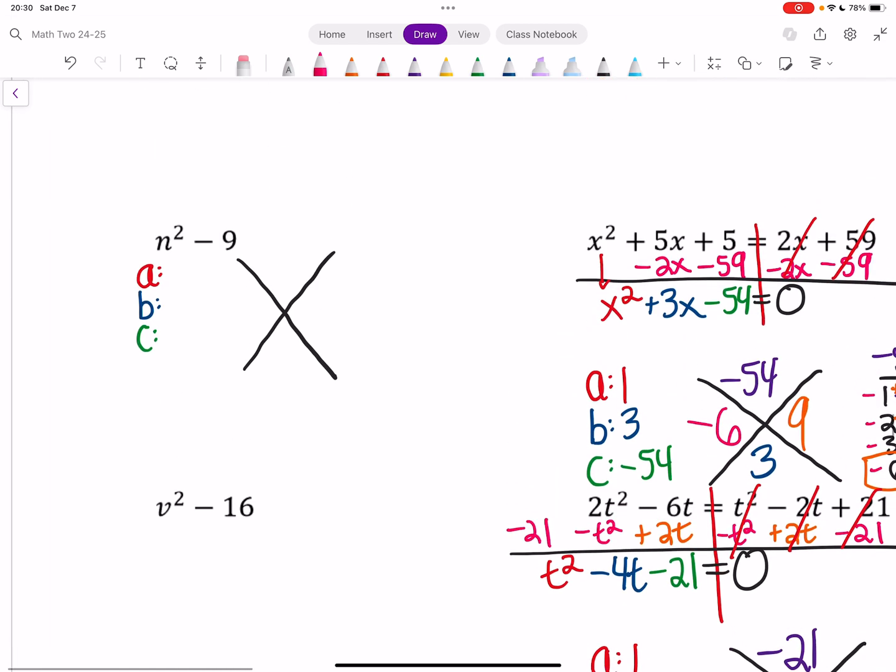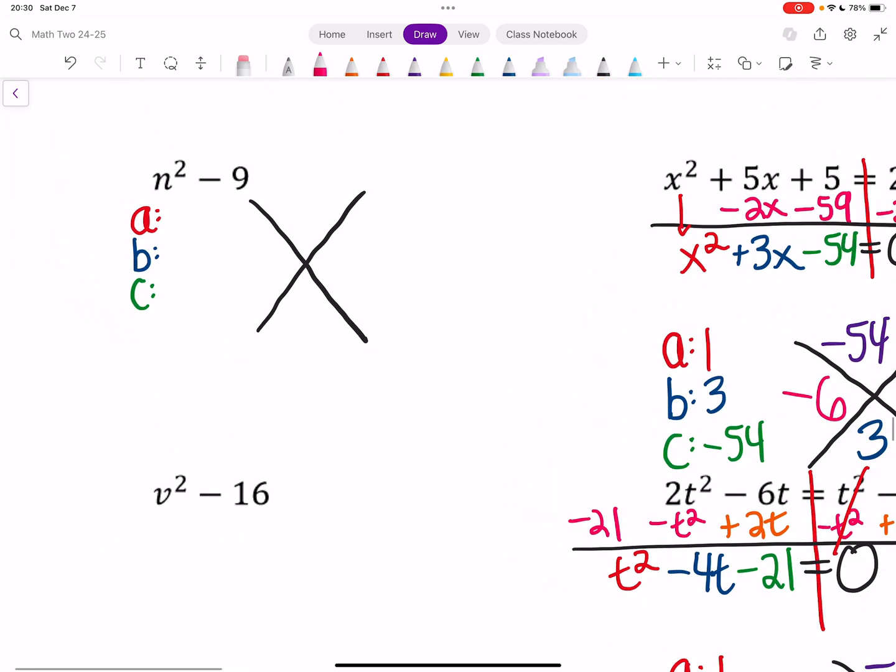I want to draw your attention to a special case over here on the left-hand side, the one with an n in it. You'll notice that all the terms are on the same side of the equal sign, so I can move into identifying a and b and c. It's obvious that a is a 1 because that's the number attached to the squared term. And then if you look, you may notice that that negative 9 is a number all by itself, therefore it's the c term. But you may not remember how to identify the middle term, or the one with the power of 1 attached to it.